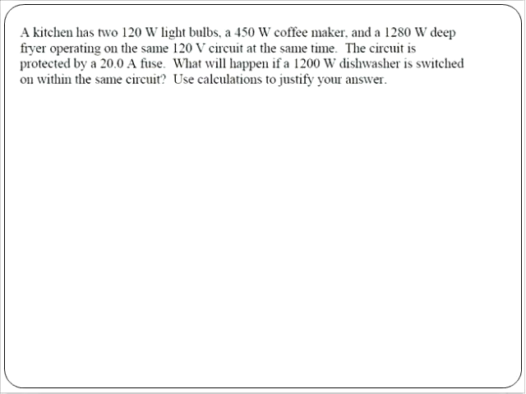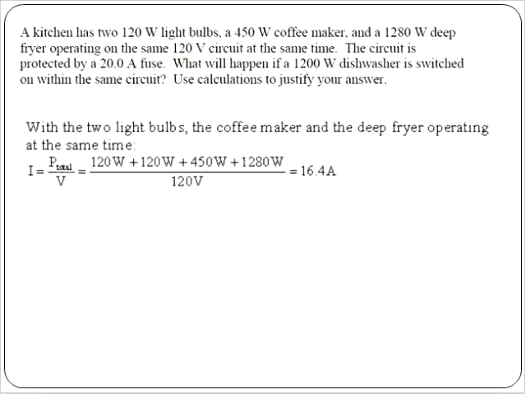First thing we do is calculate how much power we have at the beginning. So we add up all the power, 120 plus 120, because there's two 120-watt light bulbs. We've got a 450-watt coffee maker and a 1280-watt deep fryer, all operating at the same time. Add all those together, divide by the voltage, and you can figure out how much current is going through that circuit already. There's already 16.4 amps. The maximum, remember, is 20. We're only allowed to have 20. That's all it can handle.